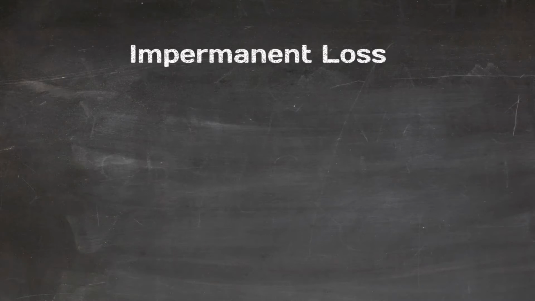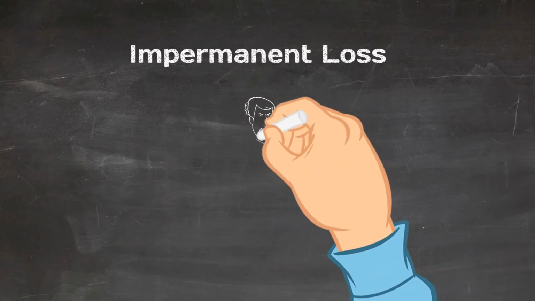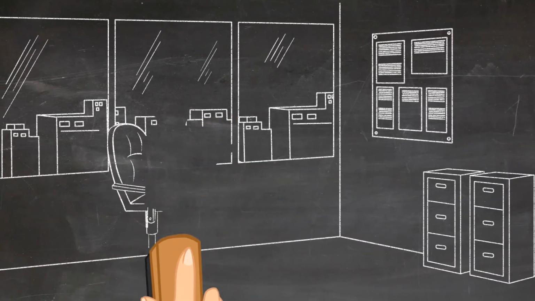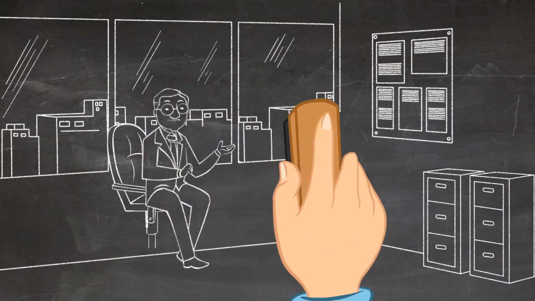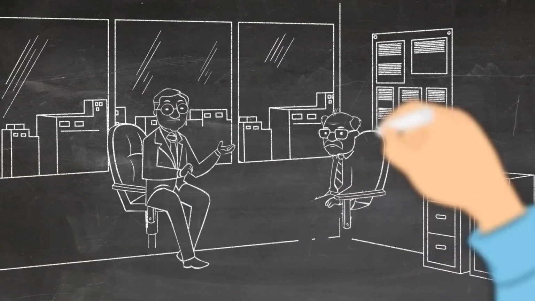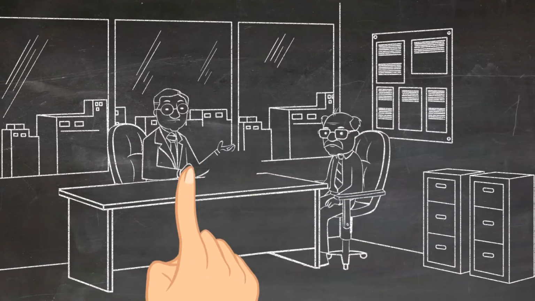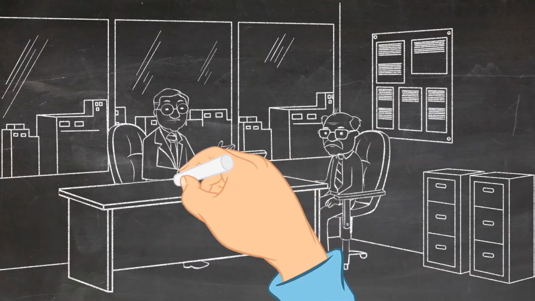This time we're going to be explaining impermanent loss to better understand why it can cause problems in decentralized finance. Let's dive in. Impermanent loss occurs when you provide liquidity to a liquidity pool, and the price of your deposited assets changes compared to when you first deposited them. This can result in less profit or lead to an actual loss.